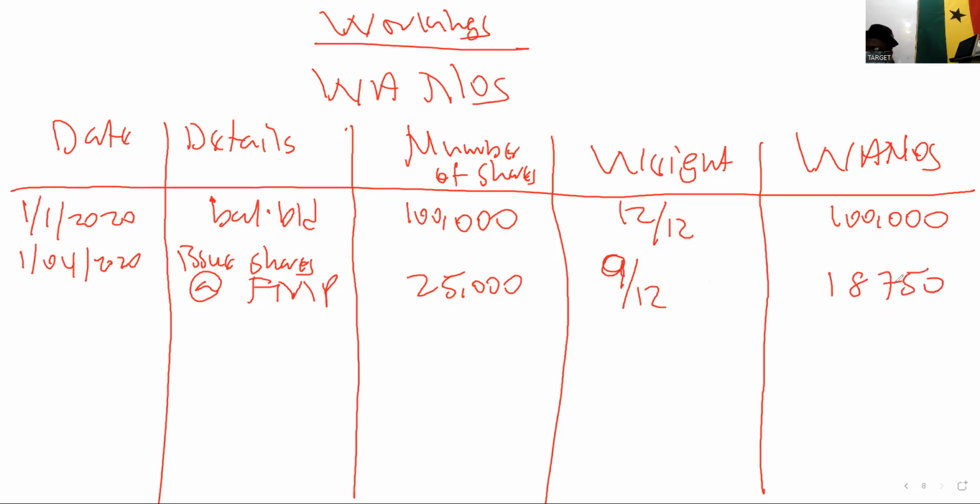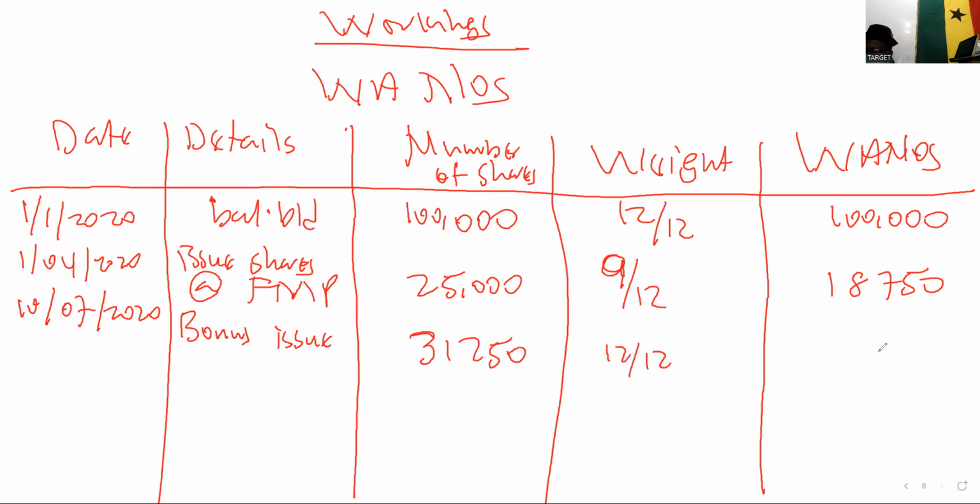I want to do it fast and do dilution, then move on. And then we now go to bonus. On 10th of July, the same year, they issued what we call bonus issue. And we did the calculation, we had 31,250. For bonus, we don't weight, so you can say 12 over 12. 31,250. Good.